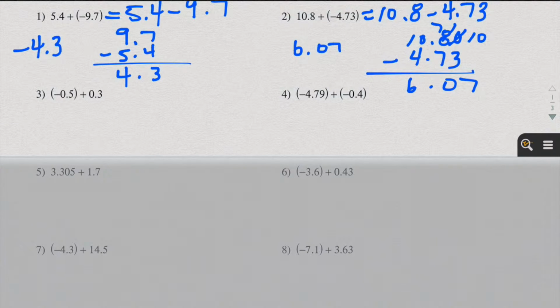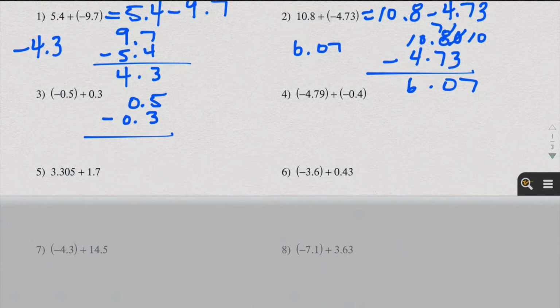Okay, number 3. Negative 0.5 plus 0.3. Because they're different signs, meaning the 0.5 has a negative to the left of it, and the 0.3 has a positive to the left of it, we're going to find the difference. We always put the larger number on top, so 0.5, and subtract 0.3 from that. We end up getting 0.2. Because the 0.5 in the original problem is greater than the 0.3, we use that sign. The negative is associated with the 0.5, so we end up getting negative 0.2.